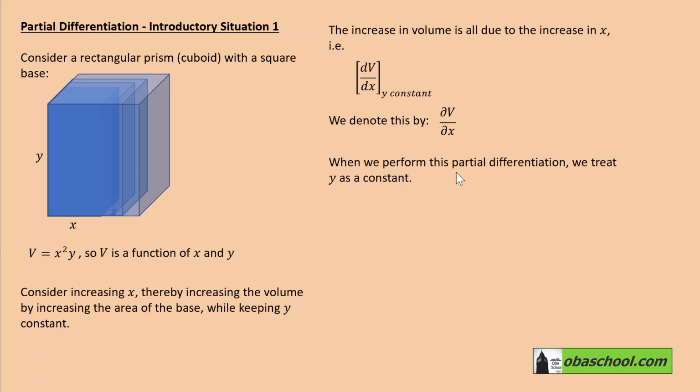When we perform this partial differentiation, we treat y as a constant. So, in other words, in V equals x squared y, the y is treated like it's just a 2 or a 3. Therefore, dV/dx is equal to 2xy. Think about if y was 2 and this was 2x squared, it would now be 4x. So the y has played no active part in the differentiation. It's just been treated as a constant.